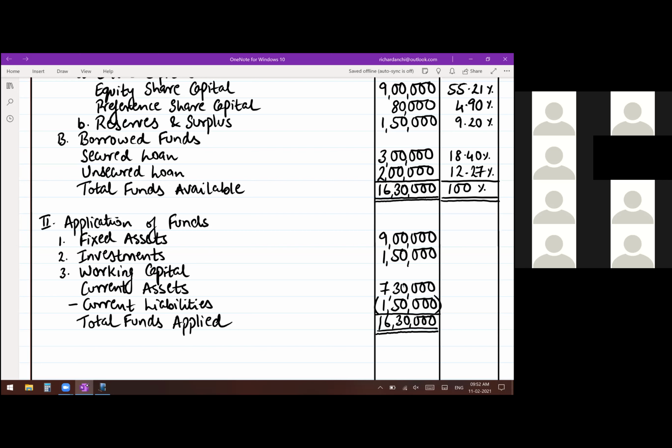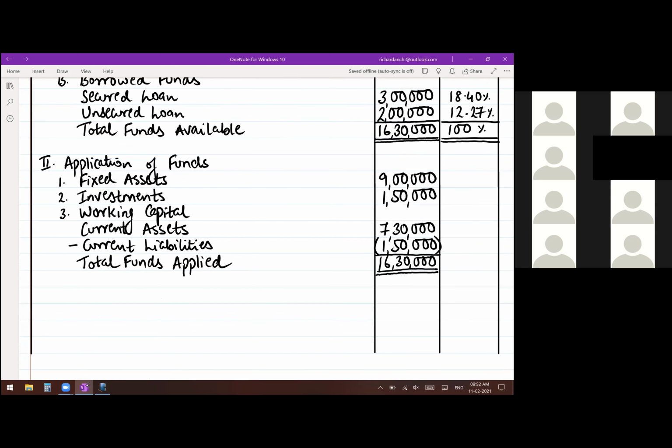Now time to calculate percentage. The method remains the same. What is your base this time? Total funds applied is your base. So 16,30,000 is going to be in the denominator. Take each item and write it in the numerator, multiply by 100 to get a percentage. Starting with the first item, and that is fixed assets. That will be 9 lakhs divided by 16,30,000 into 100.